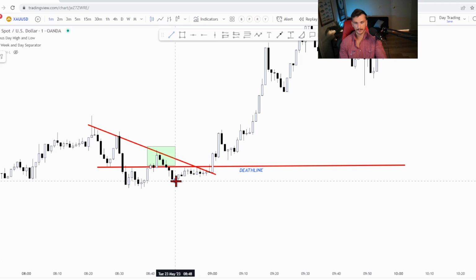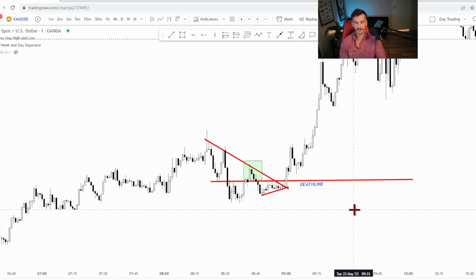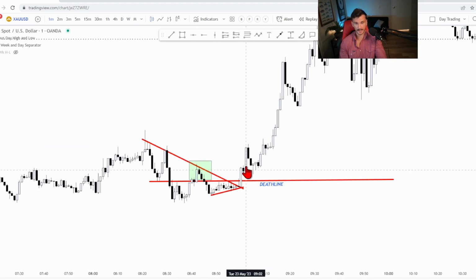Notice the pattern, an ascending triangle right here. They complete the pattern at 9 o'clock, right at 9 o'clock. Run it up. They break structure to the upside again on the 1 minute chart. 1 candle, 2 candles, tweezers to the downside, 3 candles, engulfment. All right. If you're not in here, absolutely, start.